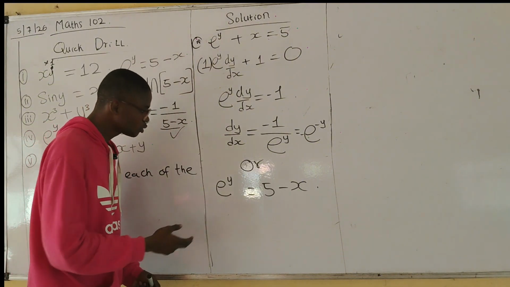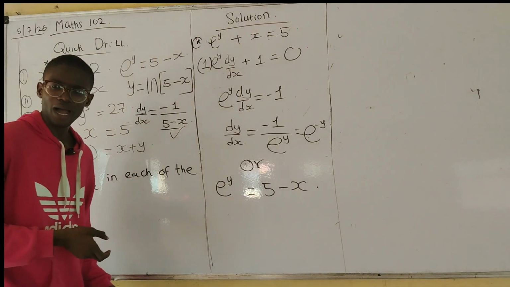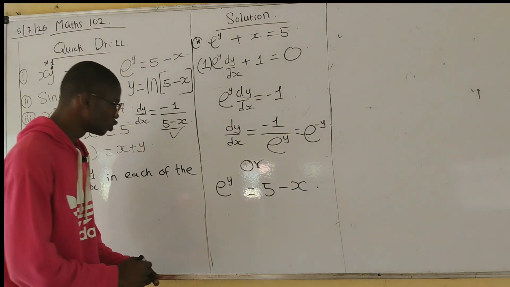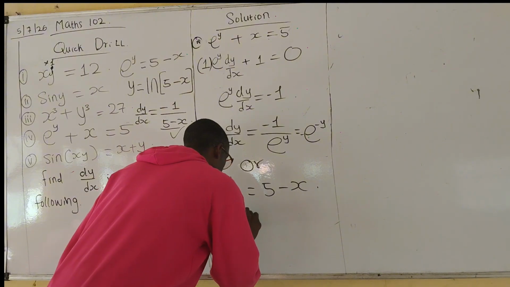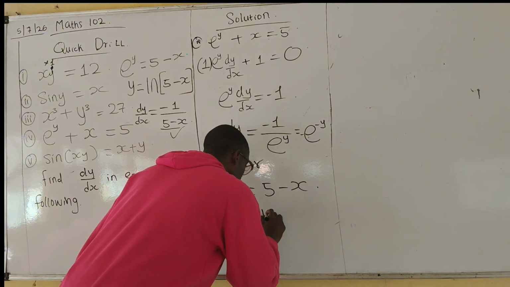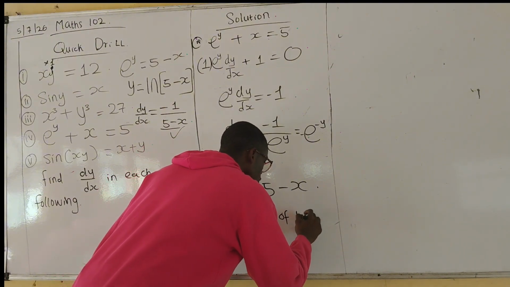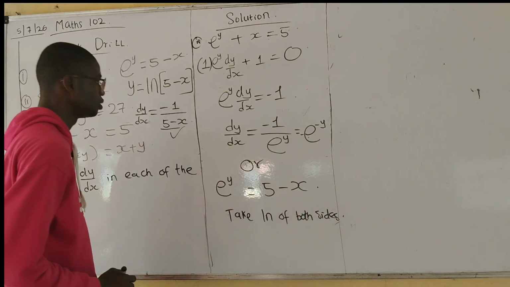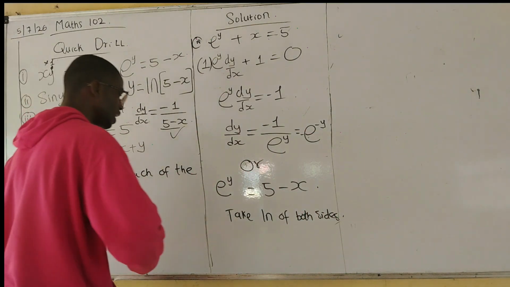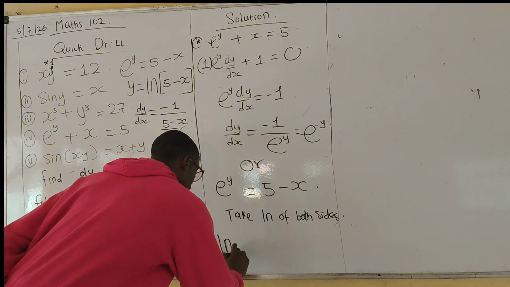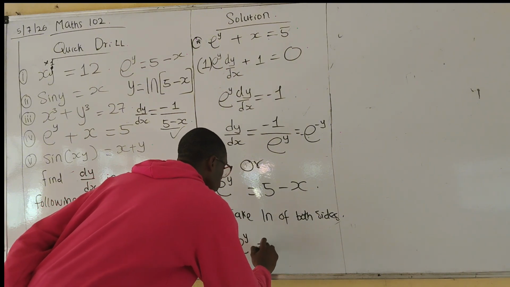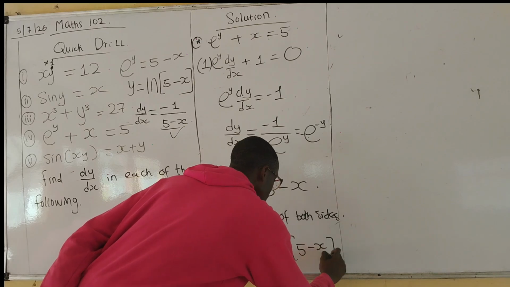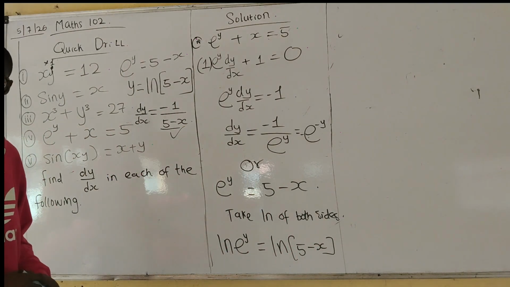You understand? So that we can now tackle the y being up and bring it down to become a base. Do you understand? So to do that, what do we take? Ln of both sides. So taking ln of both sides, we should have ln exponential y is equal to ln 5 minus x. Are you there?